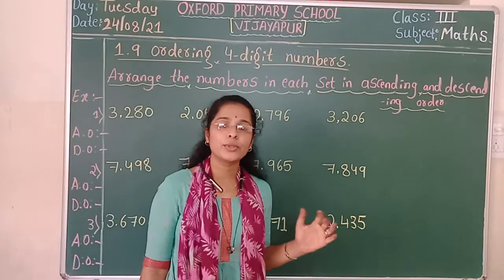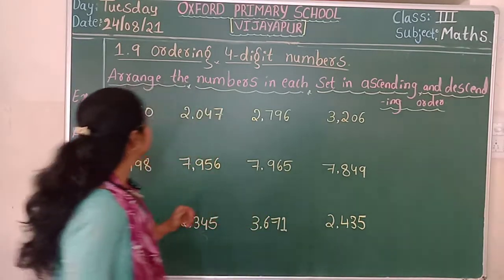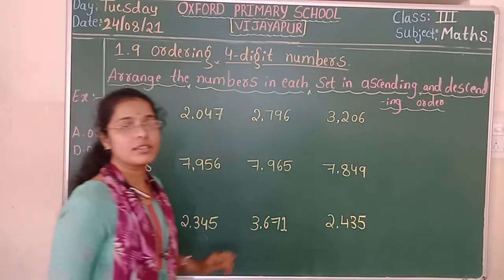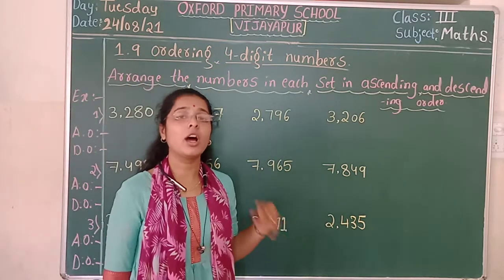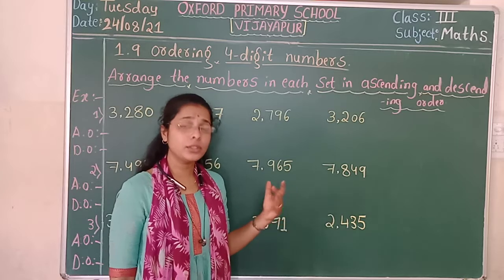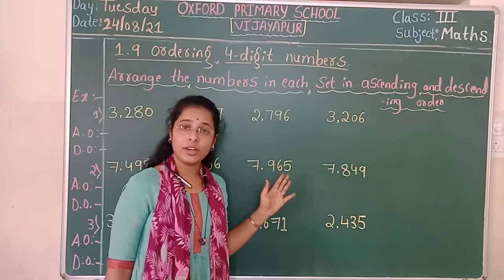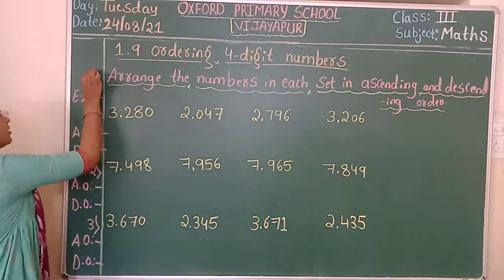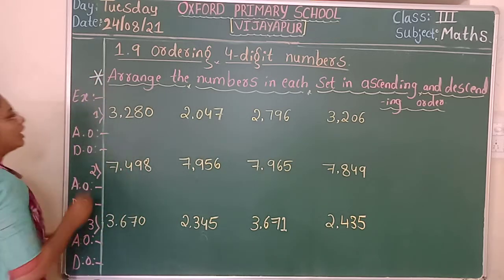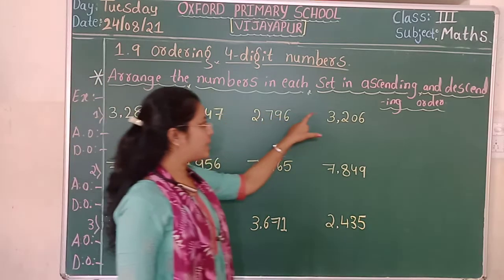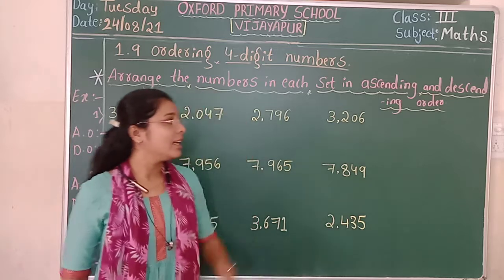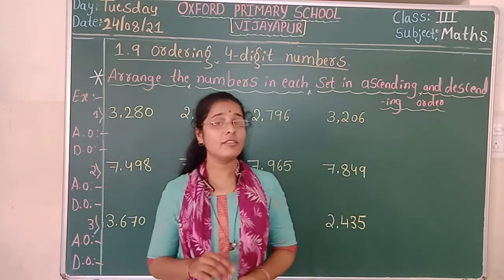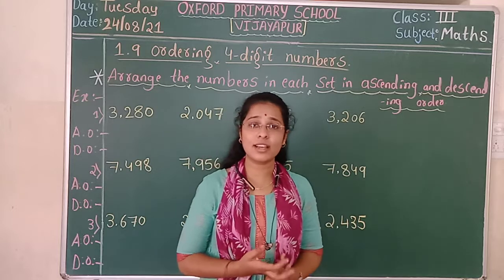See children, going to today's class, we will learn exercise 1.9, ordering 4-digit numbers: how to order and how to arrange them in order. Arrange the numbers, this is the main heading. Arrange the numbers in each set in ascending and descending order. Ascending and descending we already learned in our previous classes.